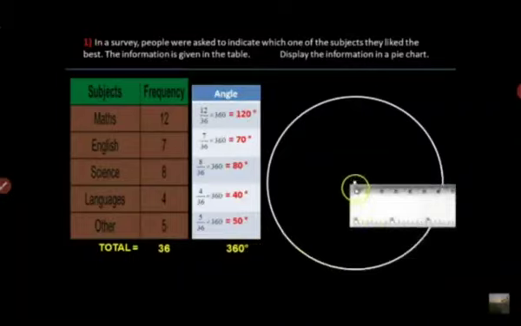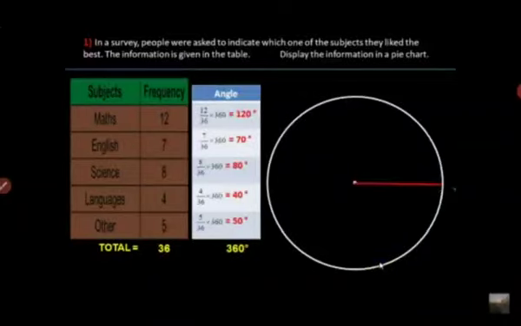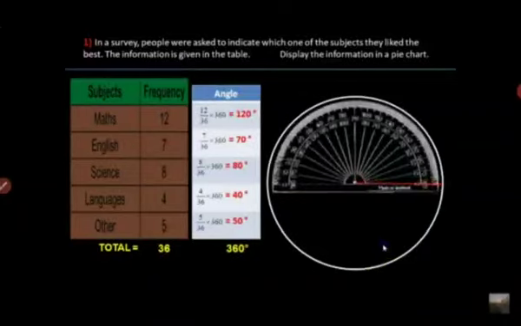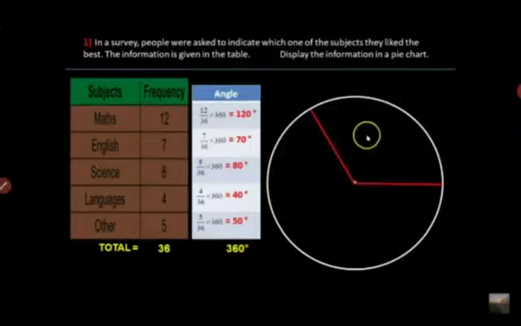Okay, I take my ruler and draw a line from the center to the circumference. After that, take the protractor and place the baseline of the protractor over the line that you drew just now, the red line. Since we are drawing 120 degrees, this is the arm, and this is the baseline. So 120 degrees all the way up to over here. So that's 120 degrees, and this angle represents mathematics.